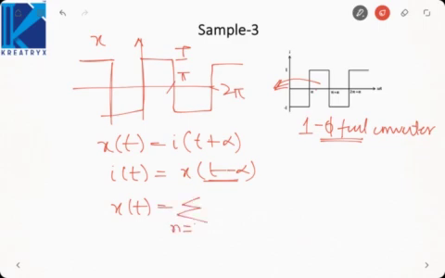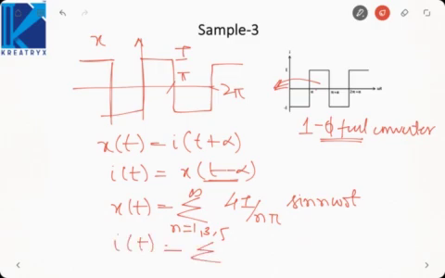sigma n is equal to 1, 3, 5, 4I by n pi, since the amplitude is replaced by I, sin n omega naught t. So the Fourier series of i(t) would be sigma n is equal to 1, 3, 5 will remain the same, 4I by n pi sin(n omega naught t minus n alpha), because we will replace omega naught t by omega naught t minus alpha, so n will get multiplied. So this is the Fourier series which we can arrive at in a single step instead of doing the tedious calculation.